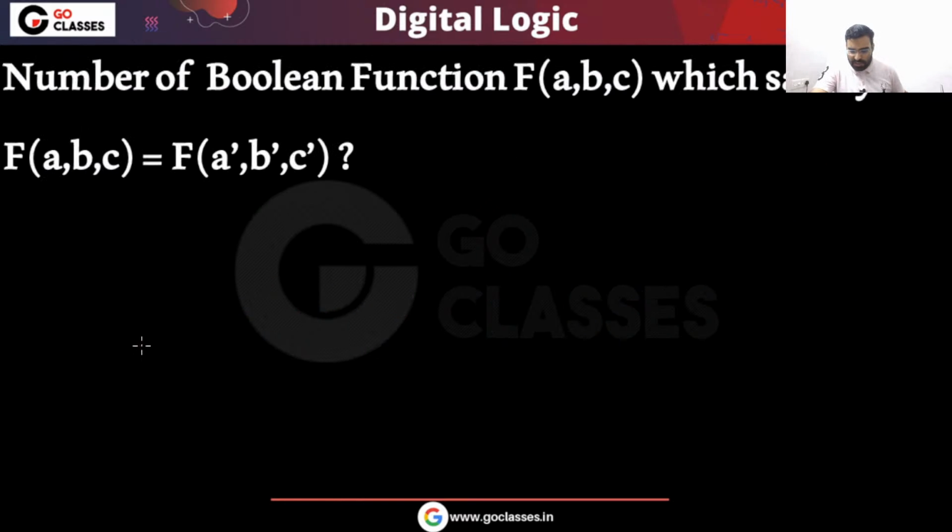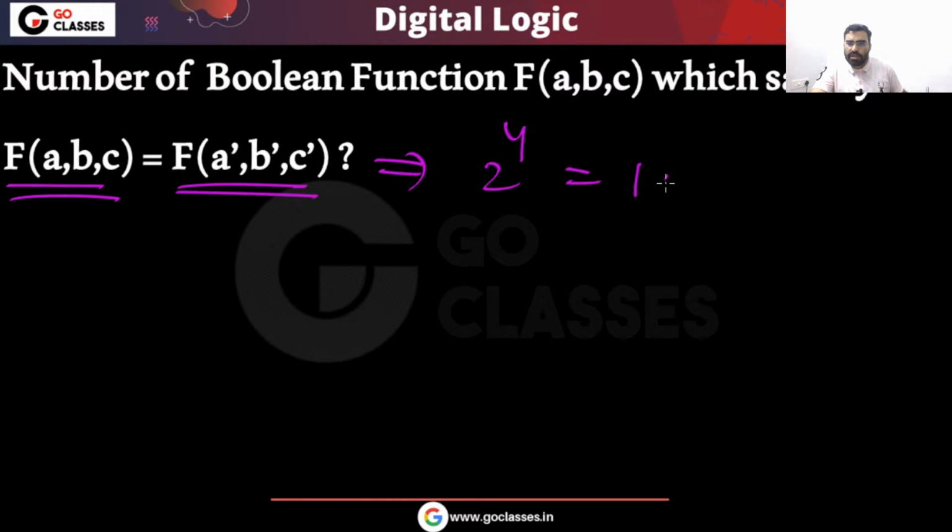And what is the answer for this? What should be the answer for f(a,b,c) equal to f(a bar, b bar, c bar)? What is the answer for this? The answer will be 2 power 4. You can check, total 16.